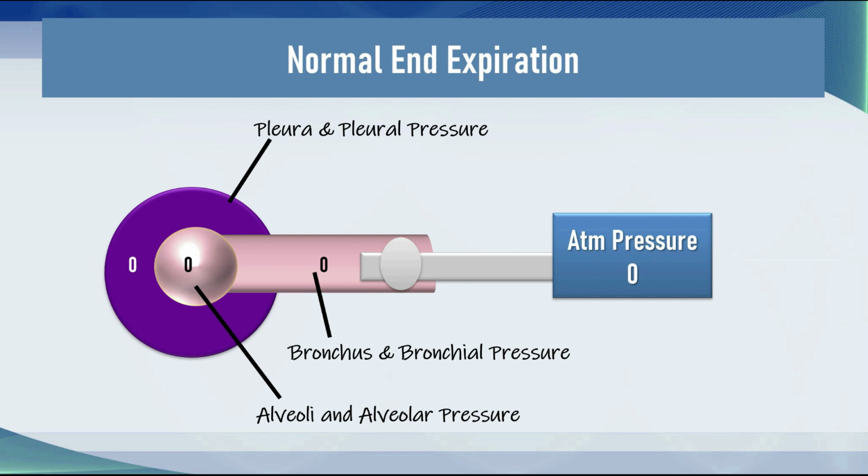Now, remember, this is a simplification. It varies where you are in the lungs, whether you're at the top of the lung or the bottom of the lung or the middle, the pleural pressure will be different. But for the sake of this example, I'm just keeping it really simple. So end expiration, atmospheric pressure is the same as bronchial pressure, pleural pressure, and alveolar pressure.